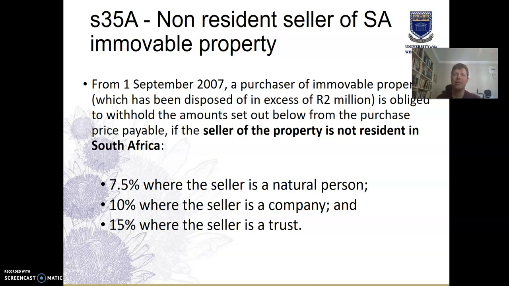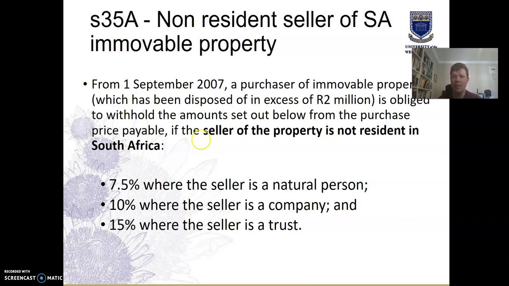I'm going to jump around a little bit here. This is going to section 35 of the Income Tax Act. It's something that you need to cover, and I thought now would be a good time to put it in. Reason being, if there is a non-resident seller of South African property, like in the previous example, if the Nigerian company sold off its shares in the South African company, when that immovable property is sold, from the 1st of September 2007 onwards, anybody who purchases immovable property is obliged to withhold the following amounts if the seller is not a South African resident.